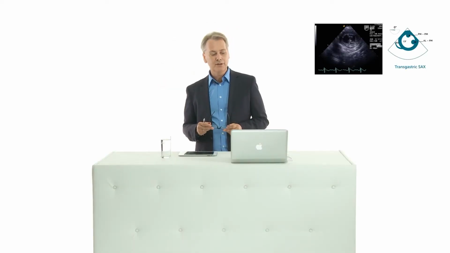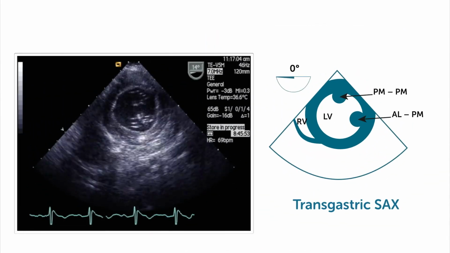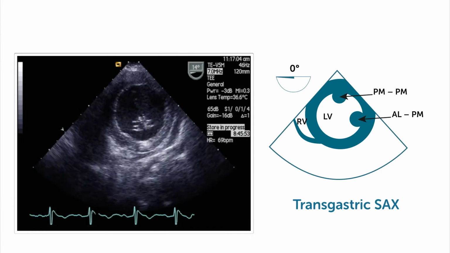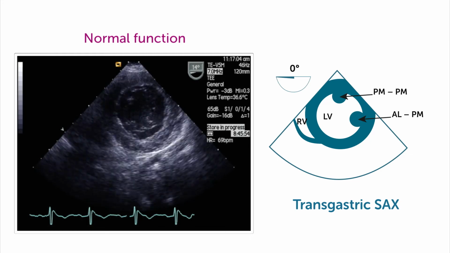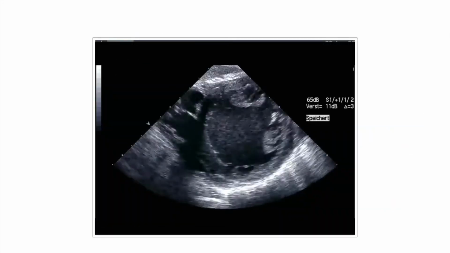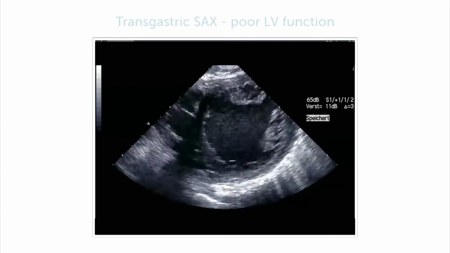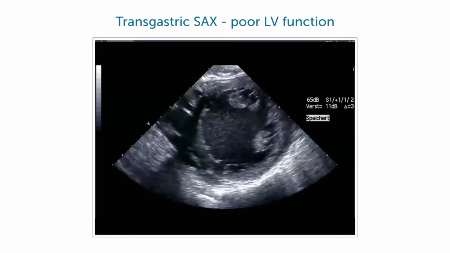Just to summarize, this is a typical transgastric short axis view, actually more at the level of the mitral valve, but still I think a good view to assess left ventricle function. I guess you all agree that function is normal and that there are no regional wall motion abnormalities. This is different in this example of a patient who has dilated cardiomyopathy. The ventricle is dilated and there is global left ventricle dysfunction.